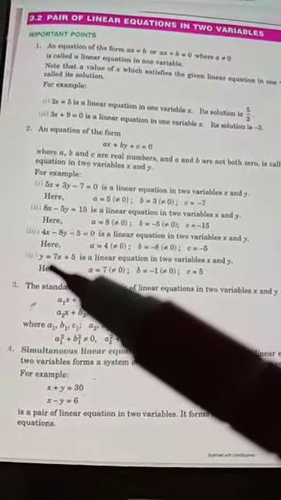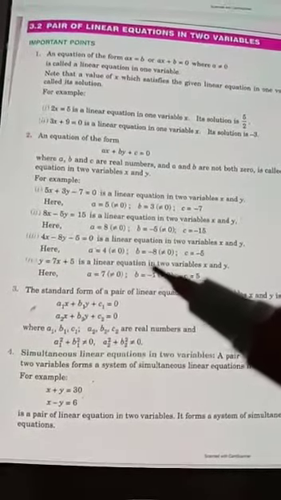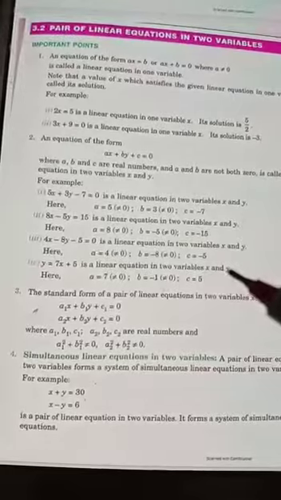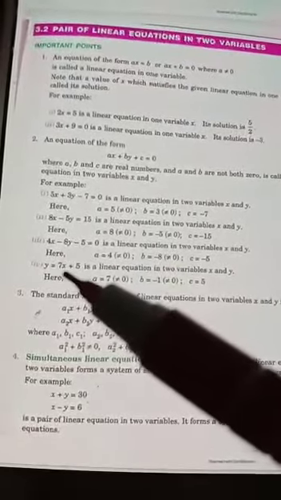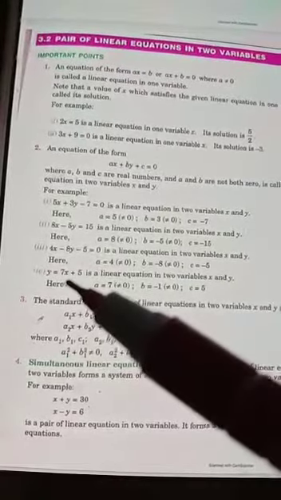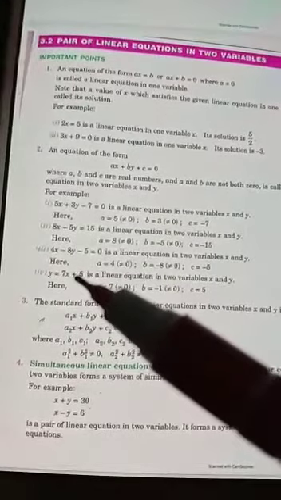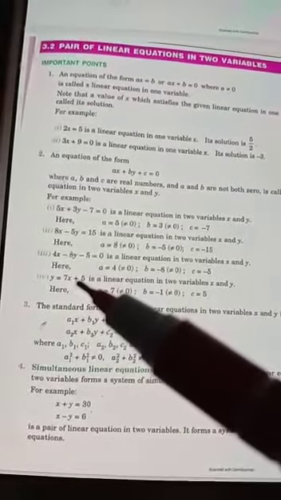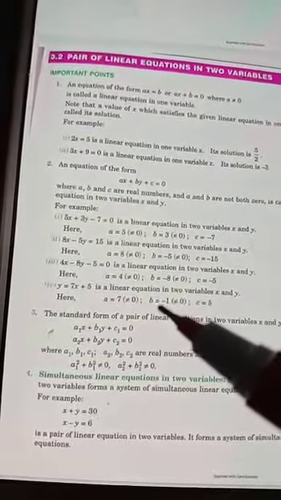And the fourth linear equation of two variables is y = 7x + 5, a linear equation in two variables x and y. Transpose y to the right hand side, this equation becomes 7x - y + 5 = 0. Then here a = 7, b = -1. When you transpose y to the right hand side, y will be negative and its coefficient is -1. Then b = -1, not equal to 0, and c = 5.